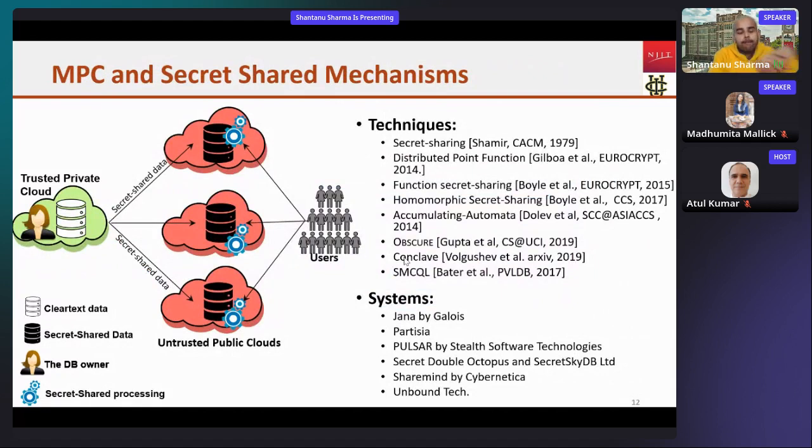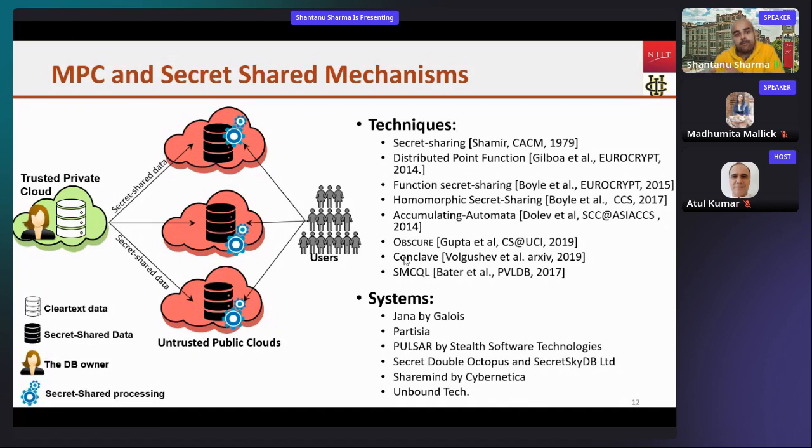Another part is the MPC based technique or secret sharing based technique. This is a little bit different compared to the previous techniques. Here the database owner, instead of encrypting their data using any standard symmetric encryption or the technique that I showed you in the last slide, creates secret shares, a special type of representation of the data, and outsources the secret shares of the data to multiple clouds, more than one cloud, and these clouds store the secret shares of the data.